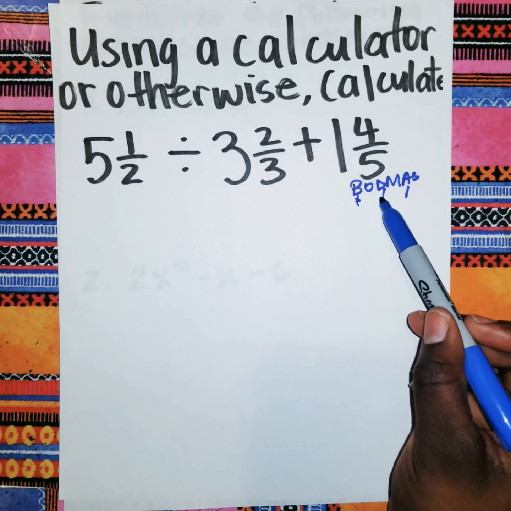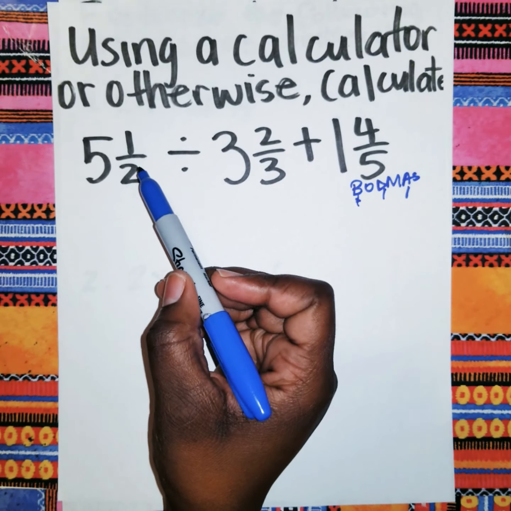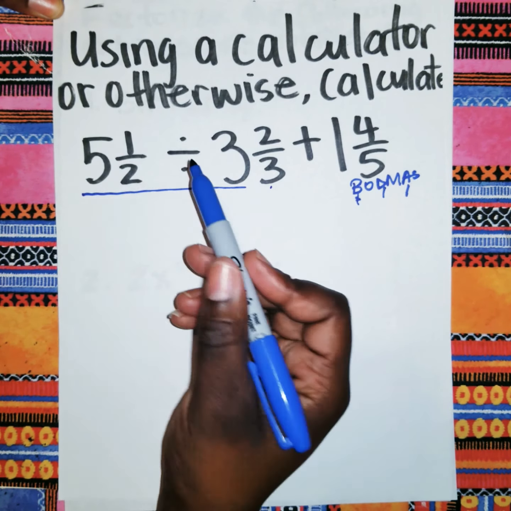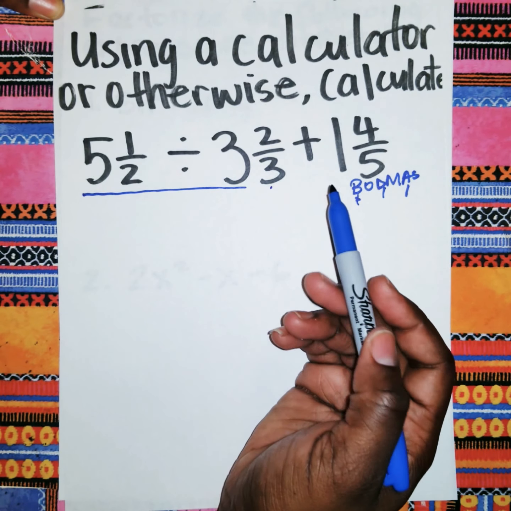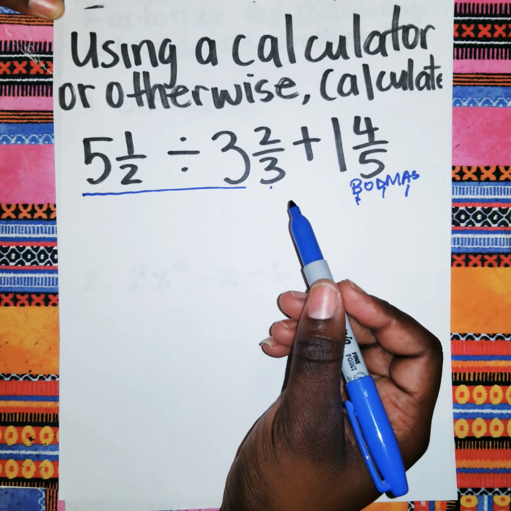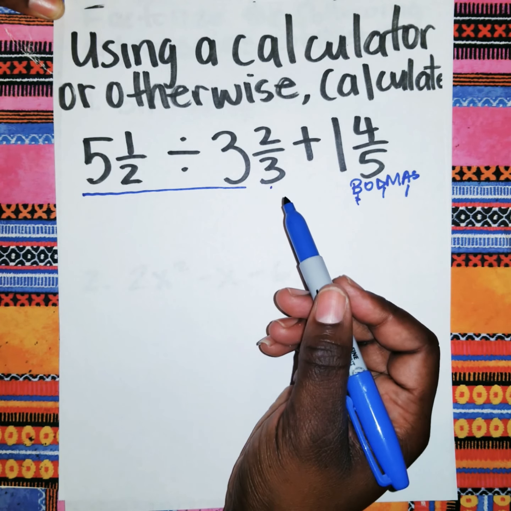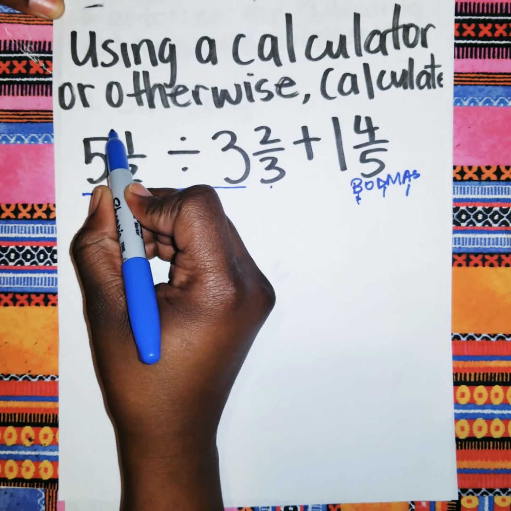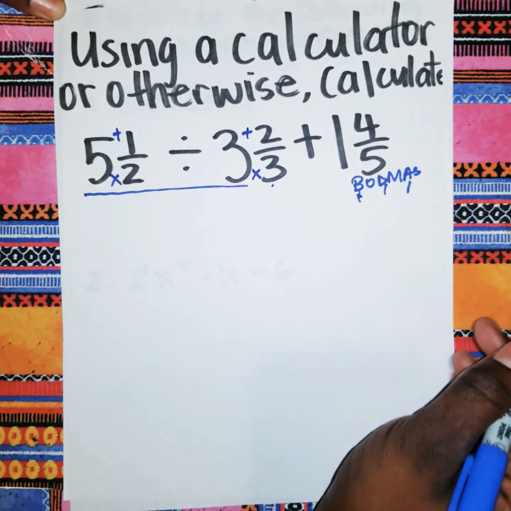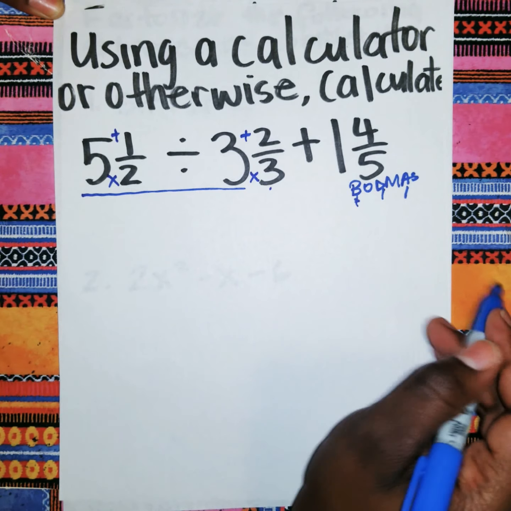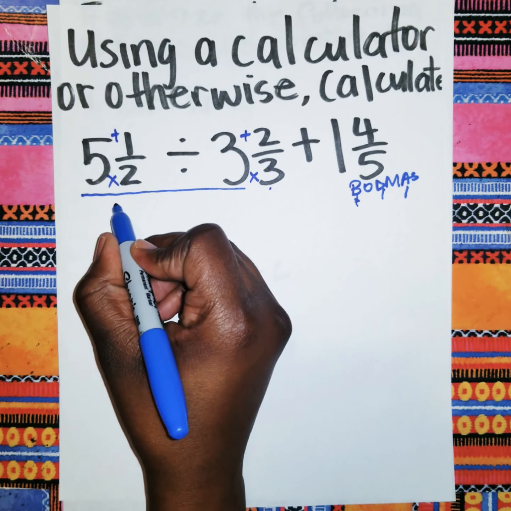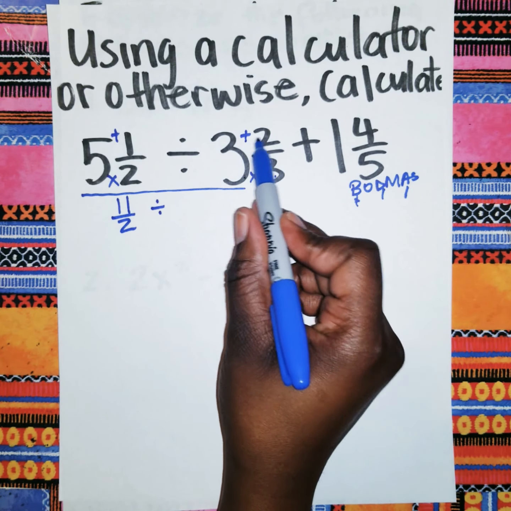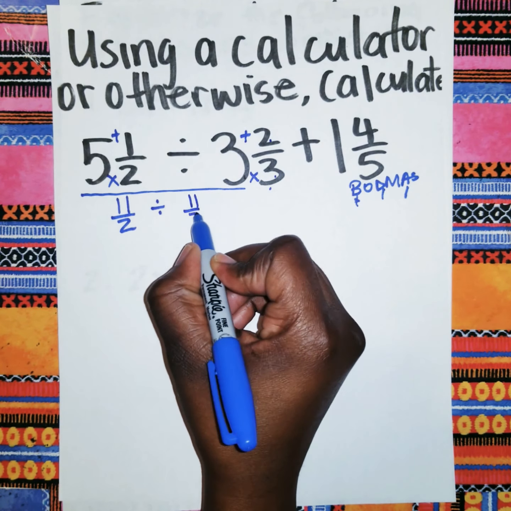So for this one, guys, we need to divide first. So we divide in the first two parts of the question. So it's 5.5 divided by 3 and 2/3. Remember, when you're dividing, it's easier when you convert the numbers to improper fractions and then you simplify. So we're going to be multiplying and adding. 5 times 2 is 10 plus 1 is 11. So it's 11 over 2 divided by 3 times 3 is 9 plus 2 is 11 over 3.